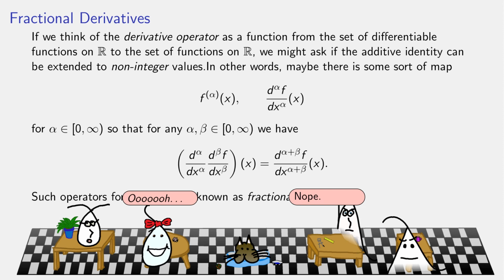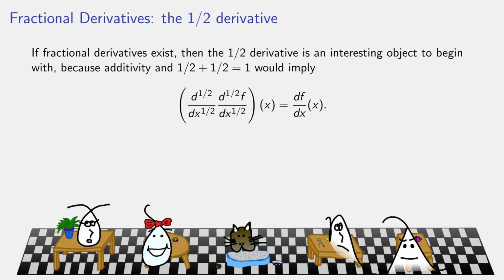Now, fractional derivatives might seem like a bridge too far. This is just way too abstract and meaningless, because what does it mean to do something half a time? How can I take half a derivative? But as an abstract idea, it might seem kind of interesting. Suppose fractional derivatives exist. Let's just look at the half derivative. All we're saying here is that if I take the half derivative and I follow it up with the half derivative, that should be the same thing as taking one whole derivative.